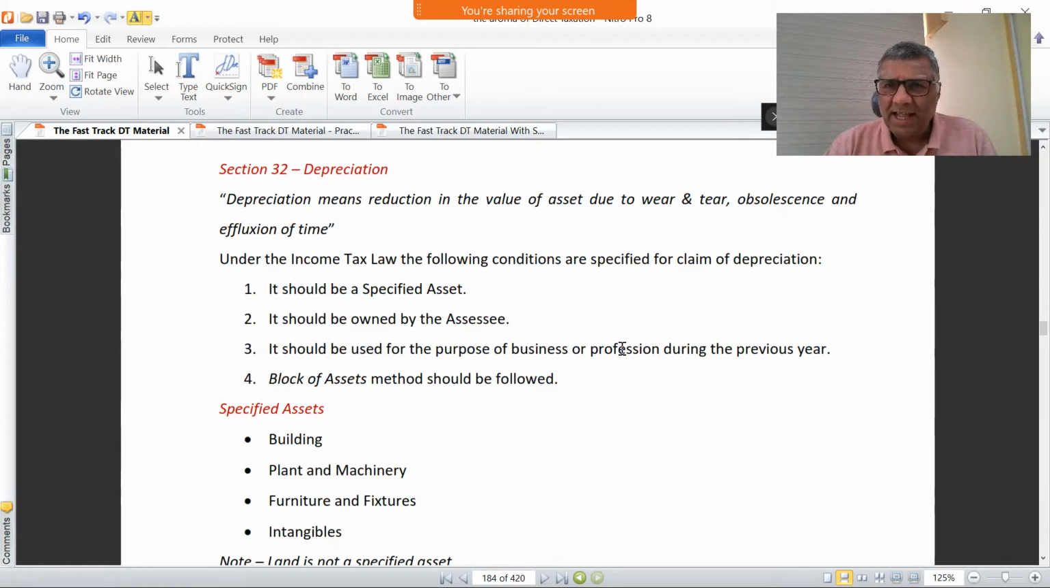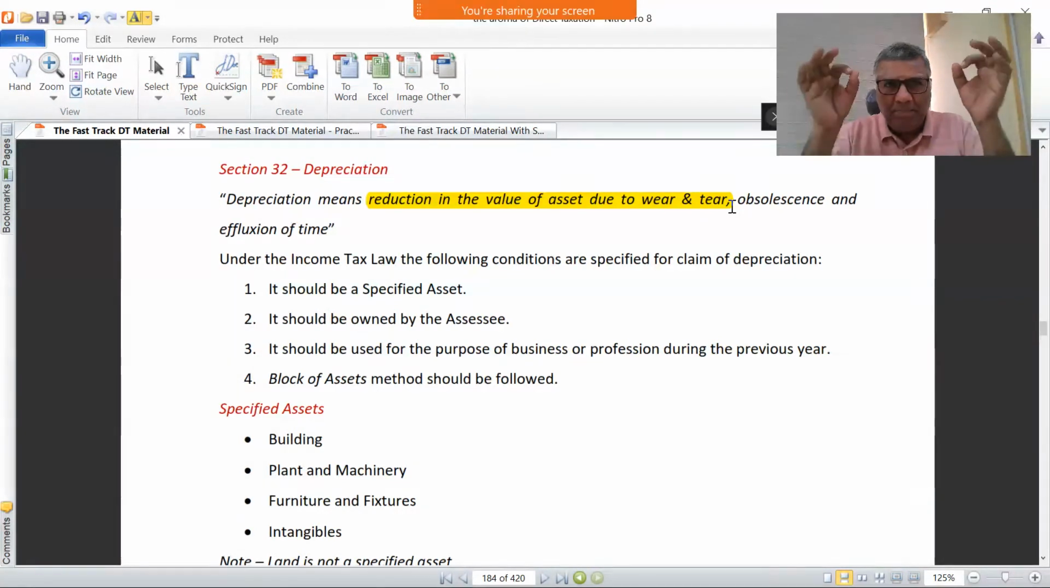We will start understanding depreciation in its full form. Reduction in the value of asset due to usage, change in technology and lapse of time is known as depreciation. Depreciation can be claimed if the following conditions are satisfied.